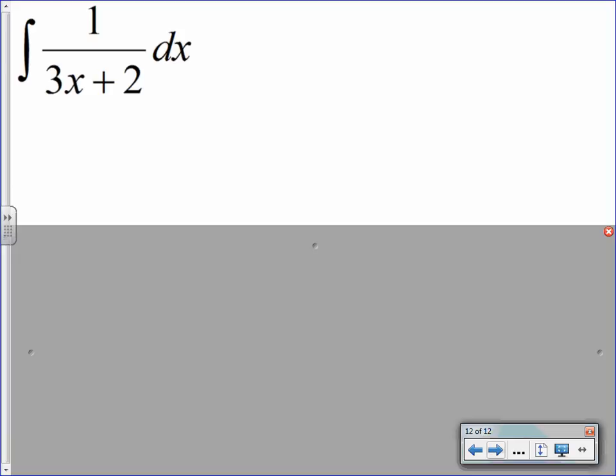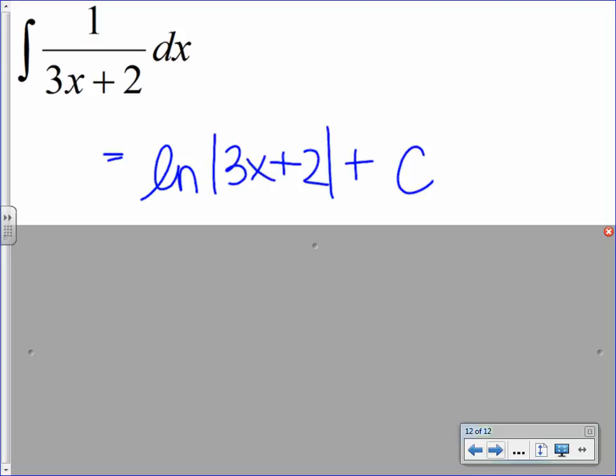All right, how about this? It's still linear. It's still just the same thing. You have 1 over something linear. So we're going to have the natural log of 3x plus 2. Then you need to have something else, don't you? We're going to have to multiply this by 1/3 so that if we take the derivative of our answer, we'll get back to here. We have to make up for that chain rule.